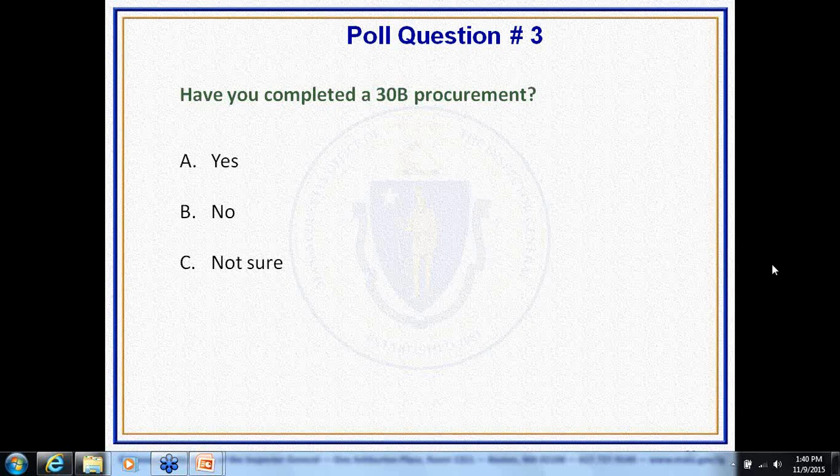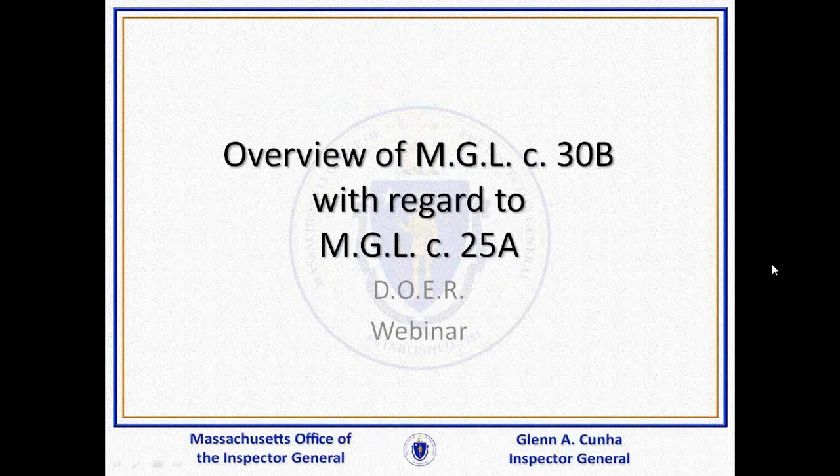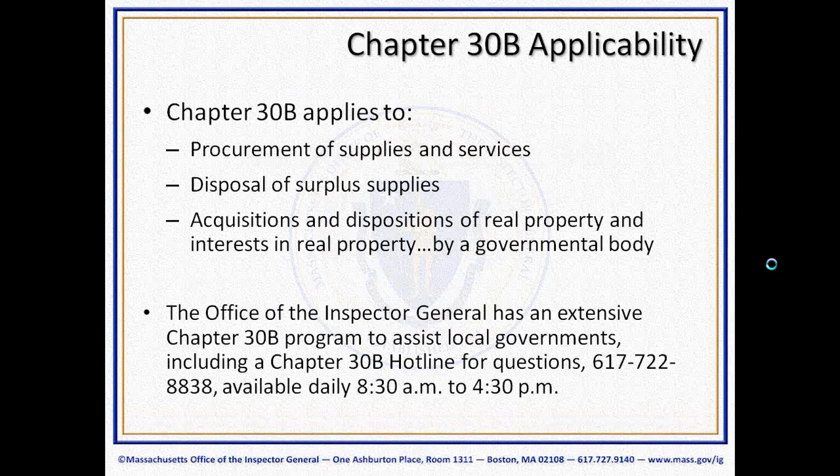Okay, so we're going to talk a little bit about Chapter 30B applicability. Chapter 30B applies to the procurement of supplies and services as well as the disposal of surplus supplies. It also can apply to real property. It applies to acquisitions and dispositions of real property and interest in real property by a governmental body.